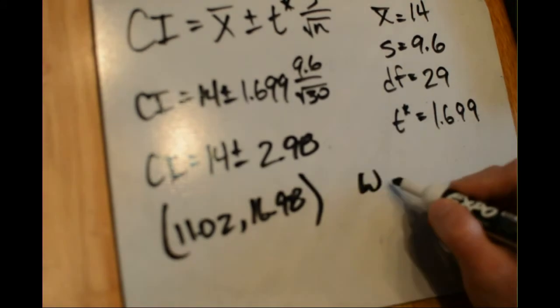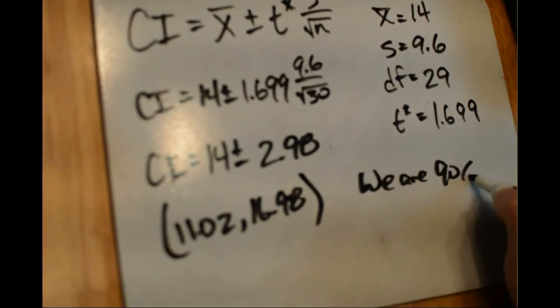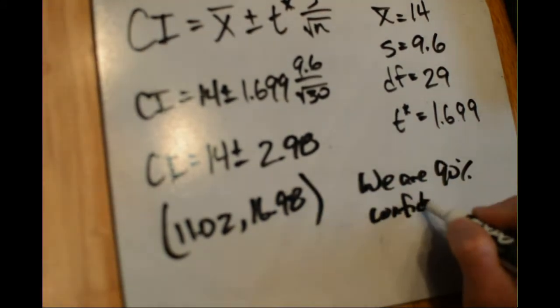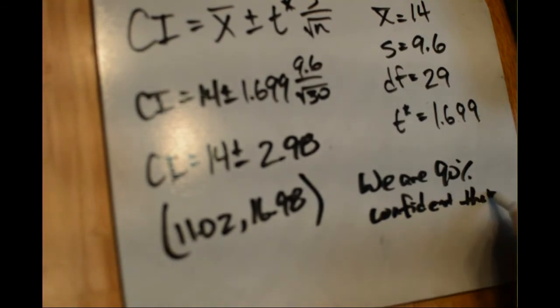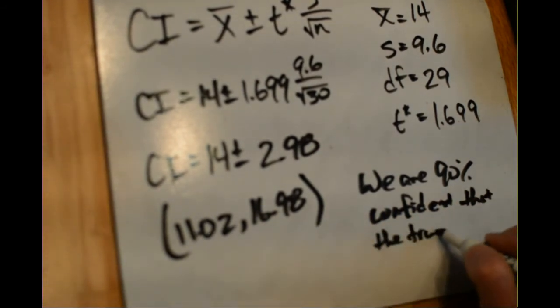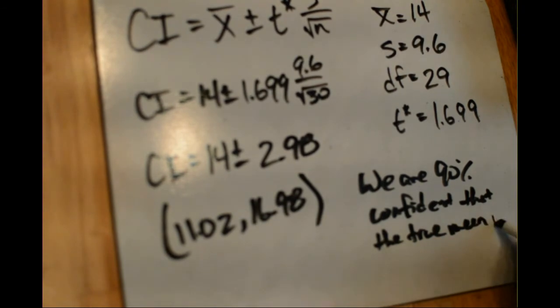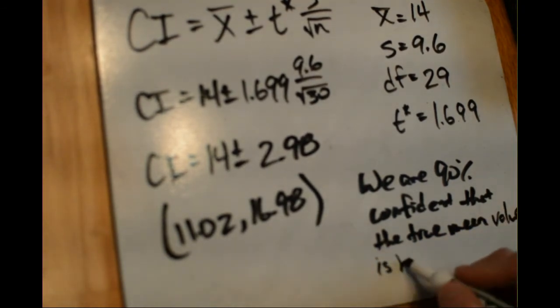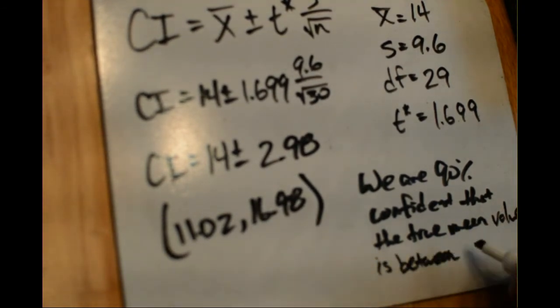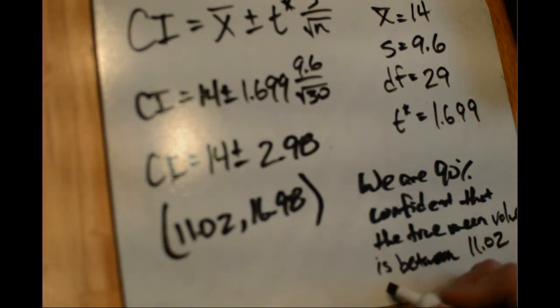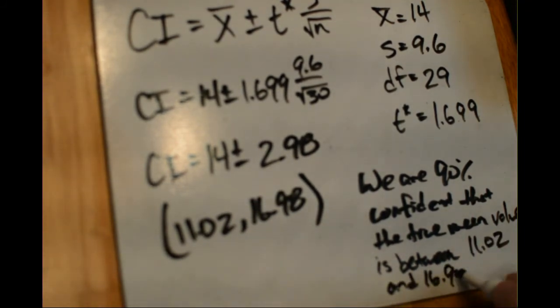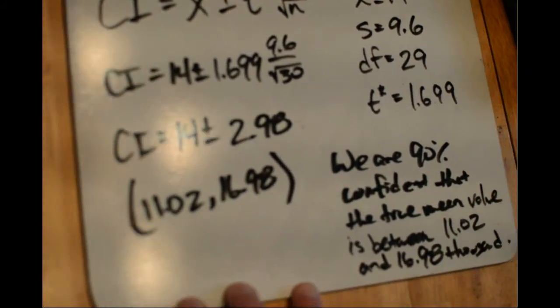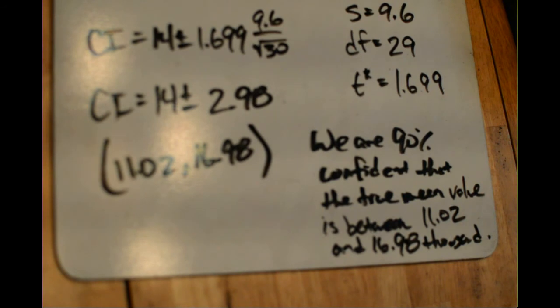We are 90% confident that the true mean value is between 11.02 and 16.98 thousand.